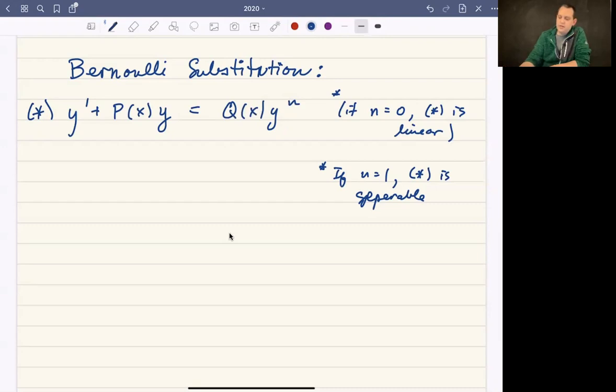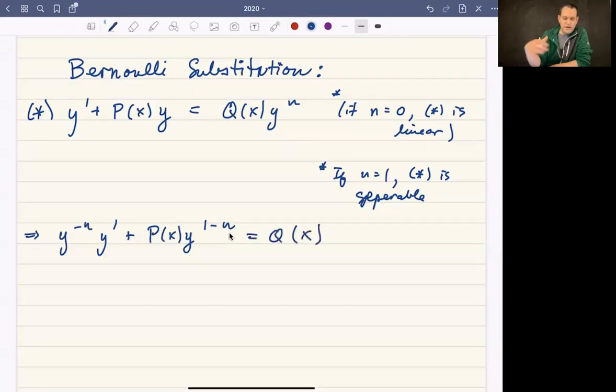And so it turns out that what we're going to do to get this in the right form is we're going to divide both sides of this equation star by y to the n. So we're going to have y to the negative n, y prime, plus p of x, y to the 1 minus n, equals q of x. So just dividing both sides by y to the n.